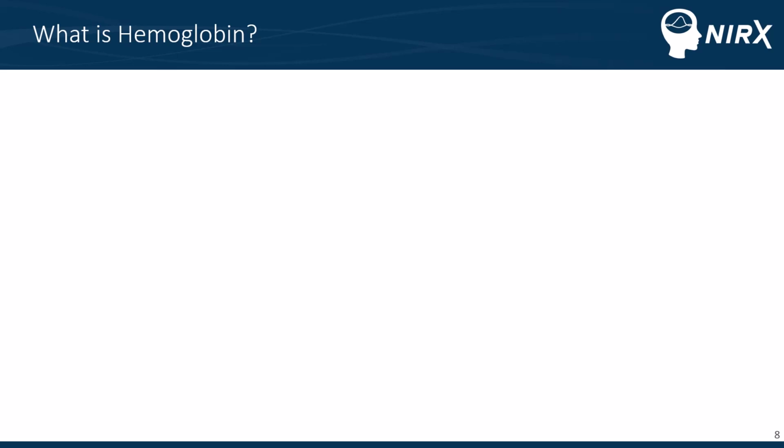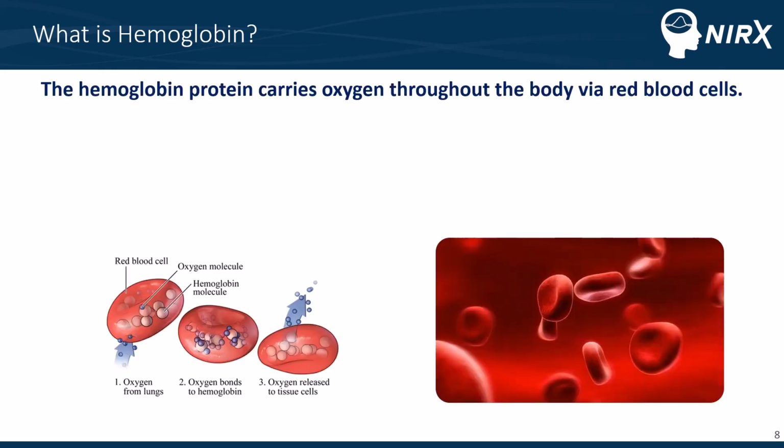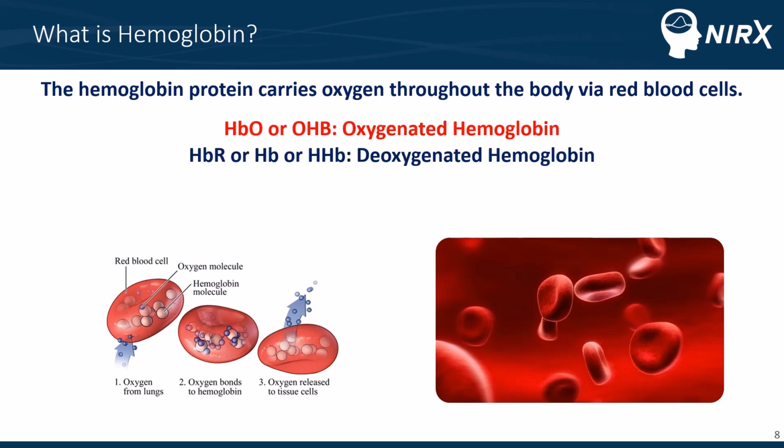Okay, what is hemoglobin? Hemoglobin is a protein that carries oxygen throughout the body via red blood cells. So it's this protein that sits on red blood cells and carries oxygen. It has two states. It's either oxygenated or deoxygenated. So it either has the oxygen that it's bringing to the cells, or it's already given that oxygen and then it's headed back to the lungs to get more oxygen.